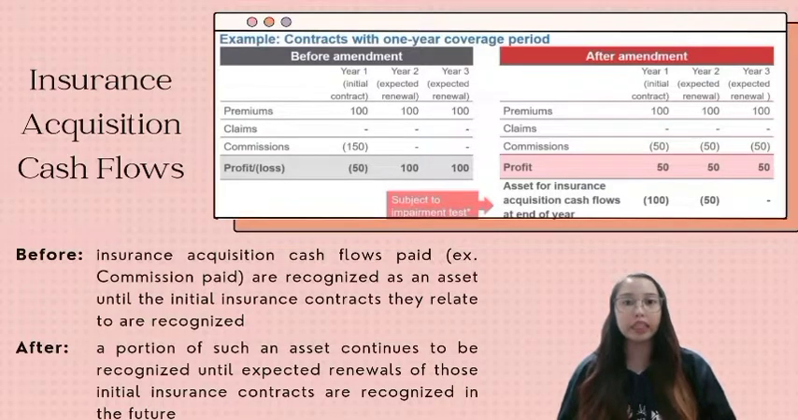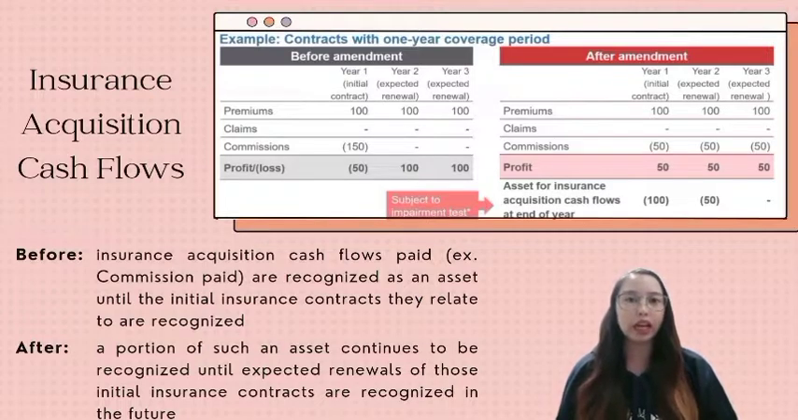Diyan po, makikita natin na si entity po, nagbayad po siya ng commission na 150 para po sa mga bagong contracts na maipebenta later in the year. And ito po yung tinatawag na initial contract. So yung commission po na ito ay na-meet po niya yung definition ng insurance acquisition cash flows and directly attributable po ito sa mga initial contracts.